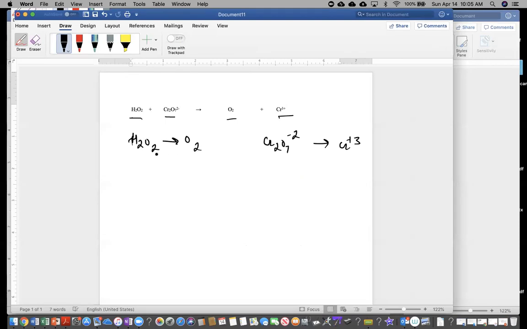Yeah. So what is the next step? You balance what? Balance oxygen. Well, it's already balanced. Balance hydrogen by adding H plus. So which side should I add H plus? To the right side, the right hand side. And how many? 2. Yeah, right. So we're going to add 2 H plus.